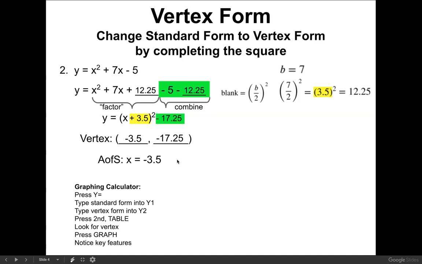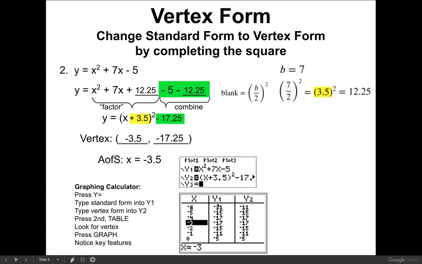Again, we can check this in the graphing calculator following these steps. Type in your standard form and vertex form. Press second table, and we see that the y columns do match. If they're not matching, go back and check your work from completing the square.